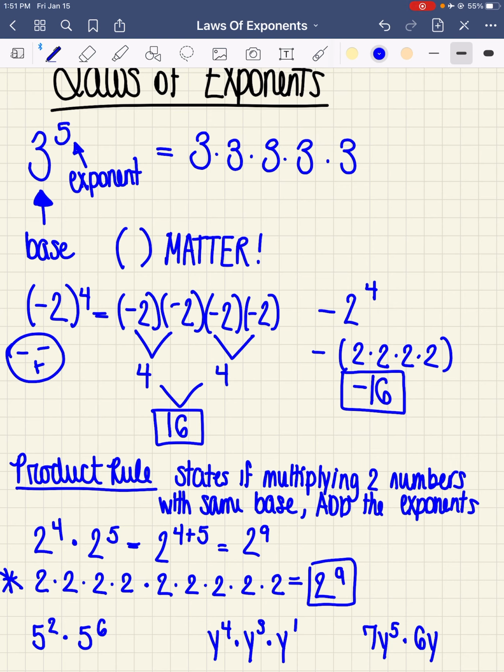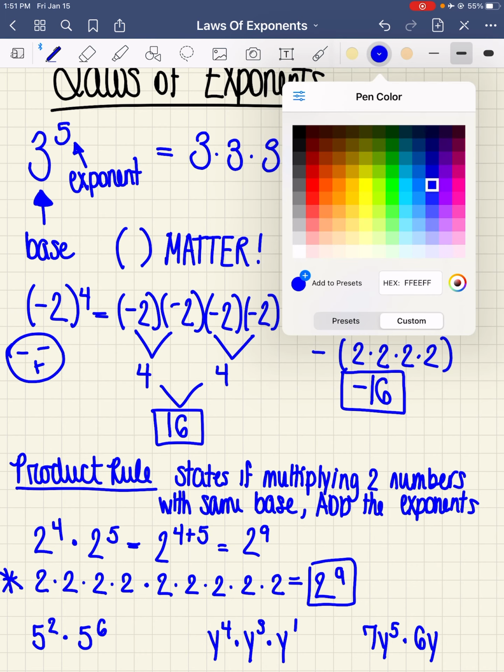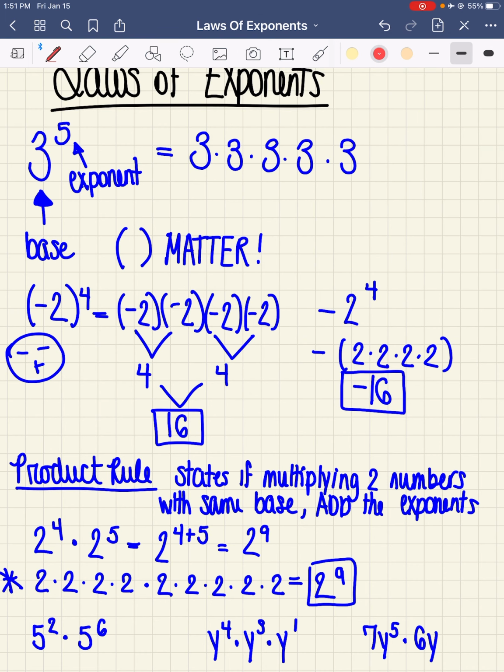And then this one might be a little tricky, but I think you can do it. 7y to the 5th times 6y. Remember, just as I showed you up top, parentheses matter. So this y to the 5th is only for the y, right? The 7 is not going to the 5th power. All right, so what I'd recommend you do is pause the video and try those out real quick.